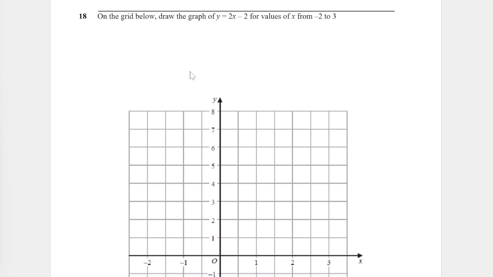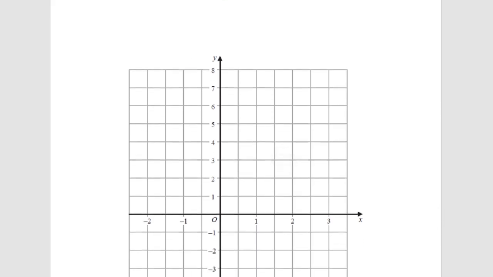Question 18. On the grid below, draw the graph of y is equal to 2x minus 2 for the values of x from minus 2 to 3. So I am going to do this straight away from the equation, so properties of the equation. If I compare that to mx plus c, m would be equal to 2 and c would be equal to minus 2. So that means that we're going to cross the y-axis at minus 2, and for every 1 across, I'm going to go up 1. So that's going to be my equation.